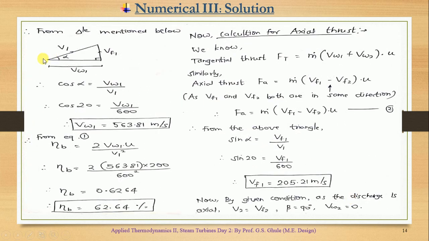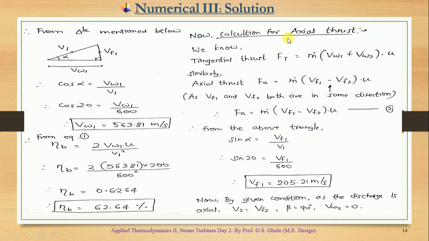Now, again, I'm considering this particular triangle. If I apply the formula for cos alpha, it will be what? Adjacent side upon hypotenuse. Alpha is 20 degrees, they have given in the problem only. VW1 is unknown, that we need to calculate, and V1 is again given. So from this, we will get the value for VW1. I'll put the value in this particular formula, simplify it, and automatically I'm getting the answer for blade efficiency, also called diagram efficiency, which is nothing but 62.64%.